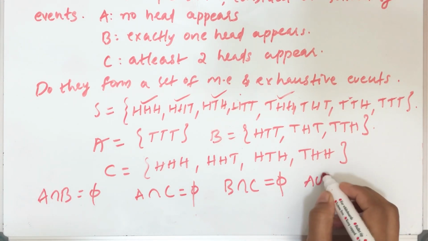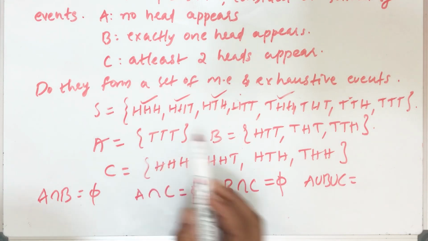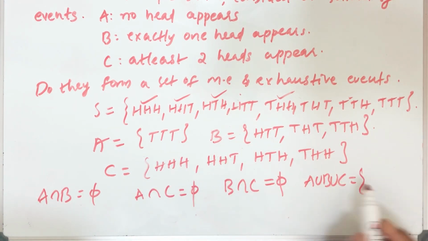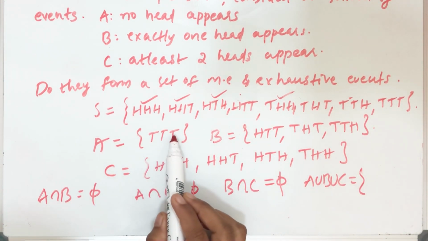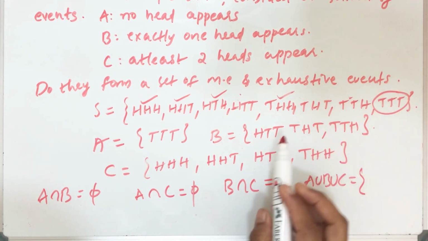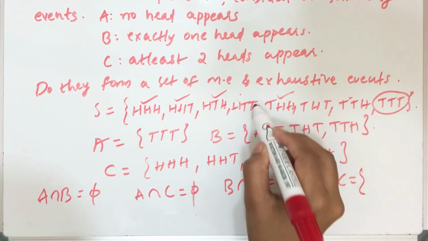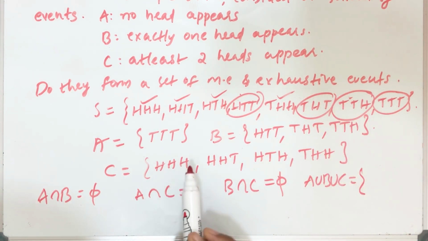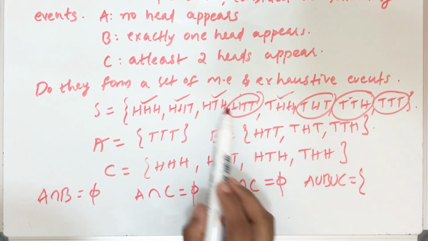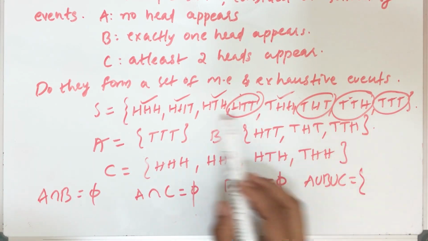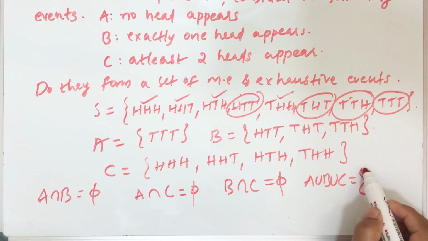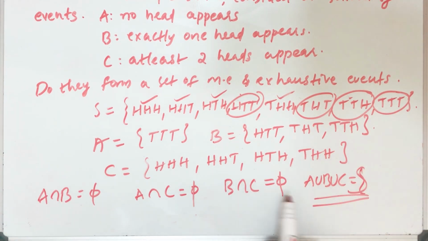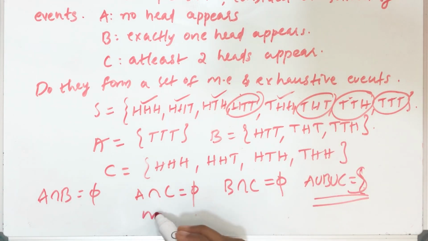Now see A union B union C. Write all the elements. Here TTT covered. Then HTT, THT, TTH. And HHH, HHT, HTH, THH. So all the elements are covered, which is equal to S itself. So they are pairwise disjoint and their union is S, exhaustive also. So we can say they are mutually exclusive and exhaustive.